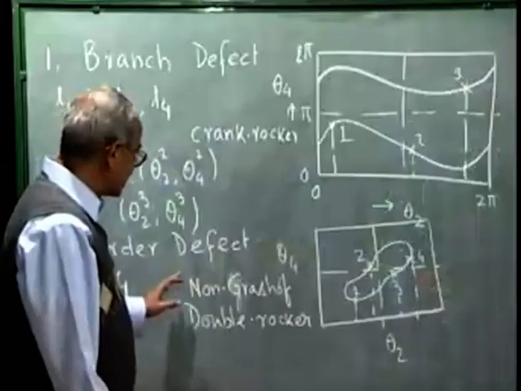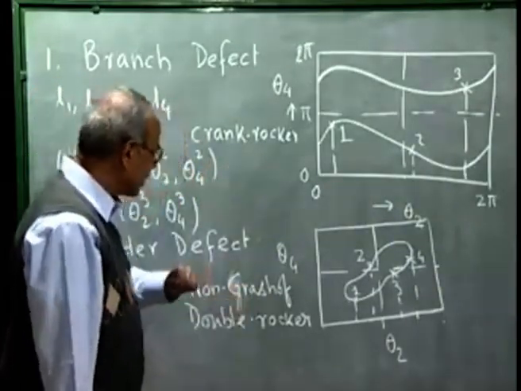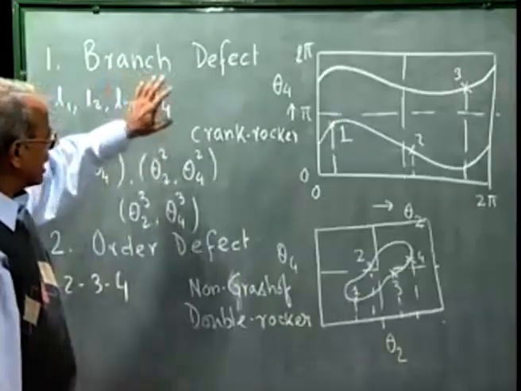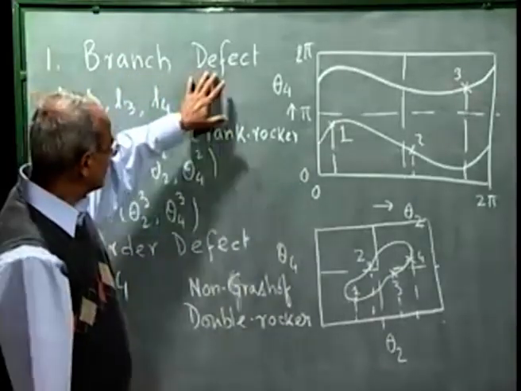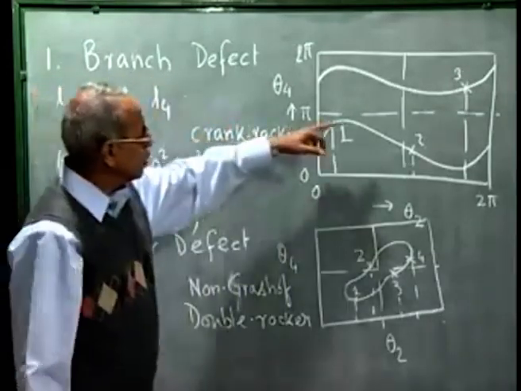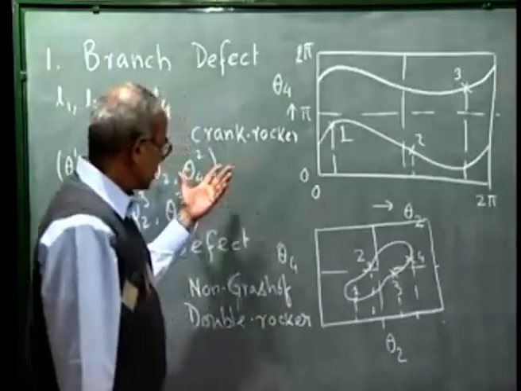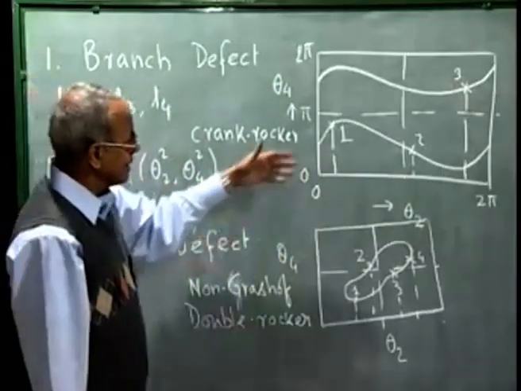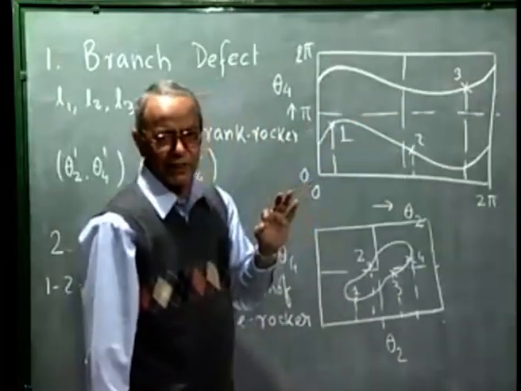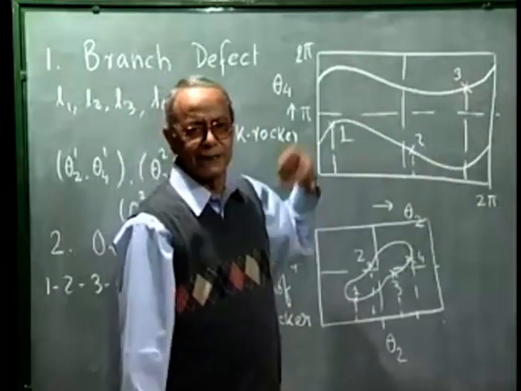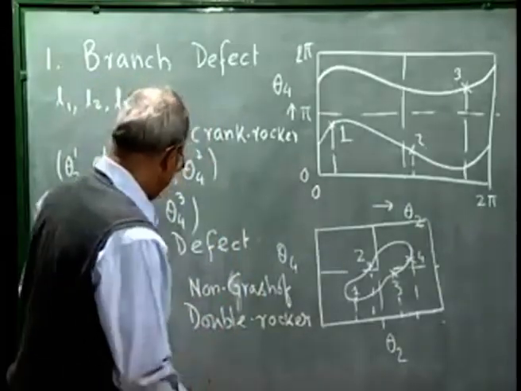And order defect can happen both in Grashof and non-Grashof type linkage, whereas branch defect can occur only in Grashof linkage, because in a Grashof linkage the 2 branches are totally separate, whether crank rocker, double rocker, or double crank. In all 3 cases, there are 2 distinct branches, and you cannot move from the same mode of assembly from one branch to the other. I will show this with a typical example.